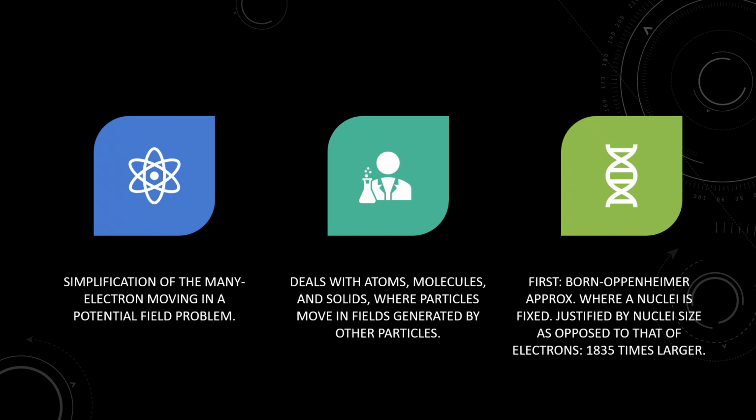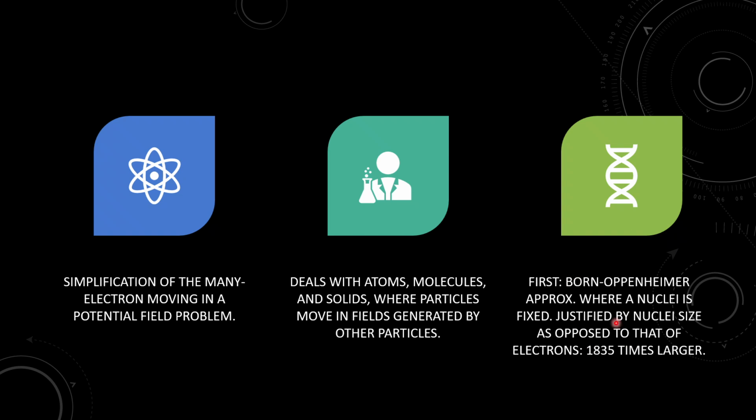Now, let us get into it. So we see that the method in question is a simplification. The Hartree-Fock theory is just a simplification of the problem of many electrons moving in a potential field. The systems of interest that we are dealing with are atoms, molecules, and solids, and they consist not just of the electrons, but also the nuclei, where each particle moves in a field generated by other particles, which is what we are saying on the second point.